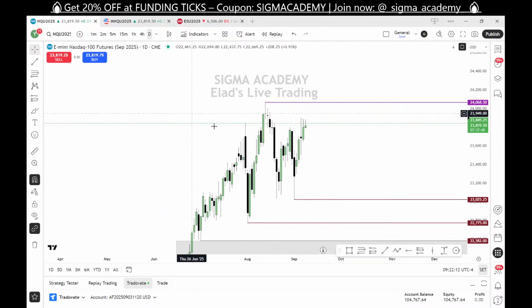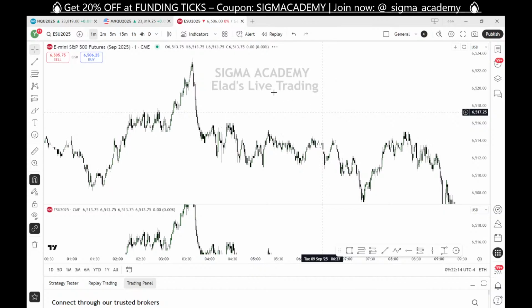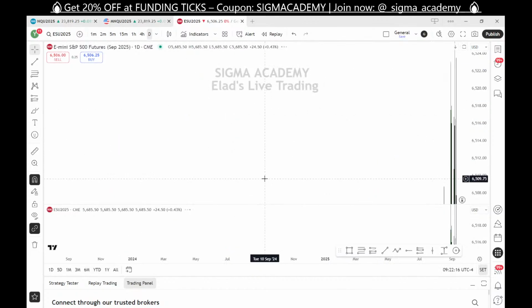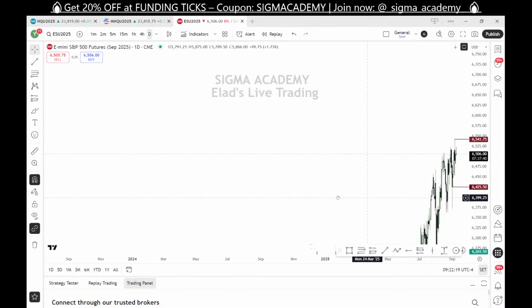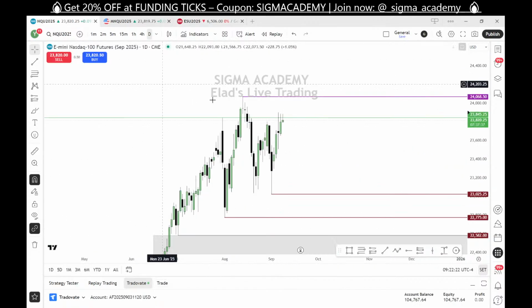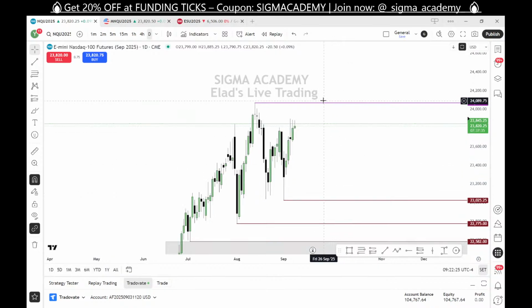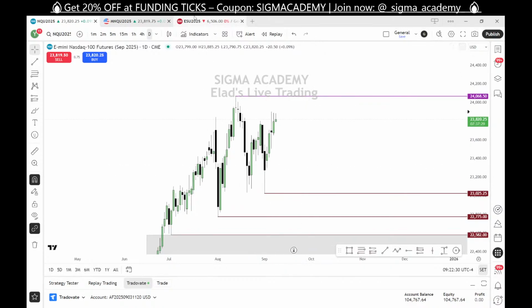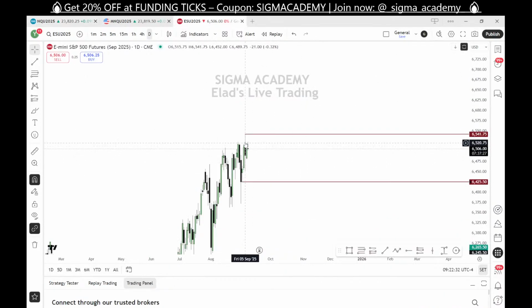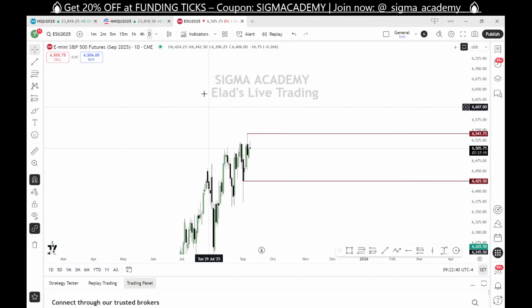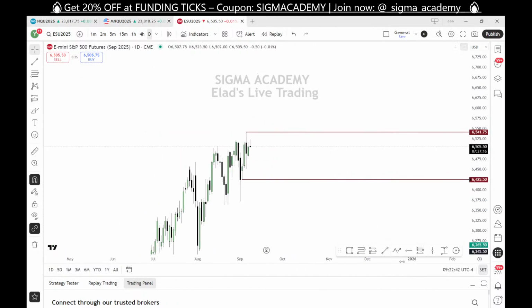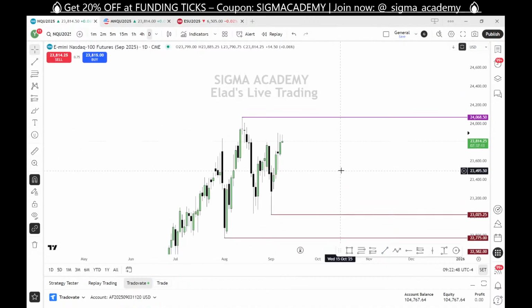Okay, let's talk about the NQ and the ES. Okay, 1 minute. Right here. Okay, first of all, with the NQ, this right here is all-time high. On the ES, we touched a new all-time high two trading days ago, on Friday. So for now, on the daily chart, you can see this high is lower than this high.